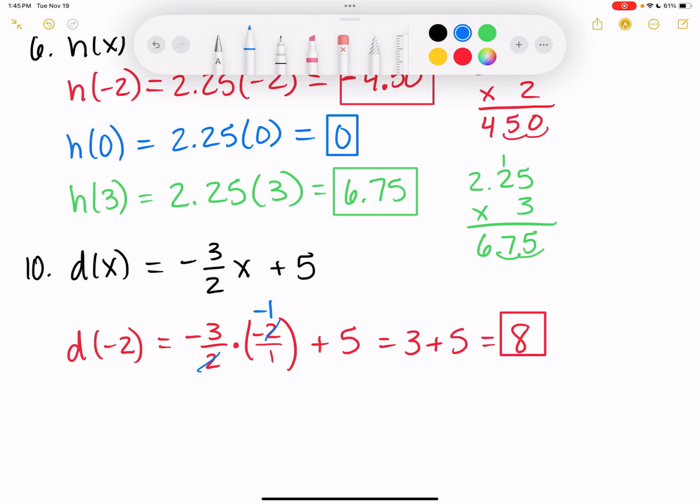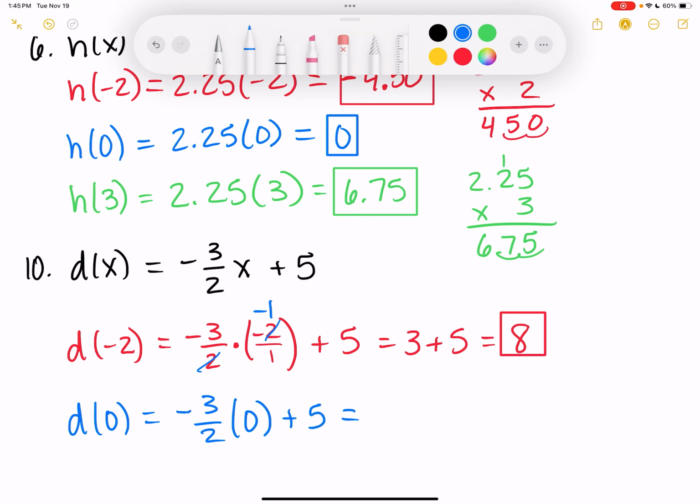Now if we do 0, so d of 0 equals negative 3 halves times 0 plus 5. What do I get when I do that? 5. Anything times 0, 0. And lastly, they do 3. This one's a little harder.